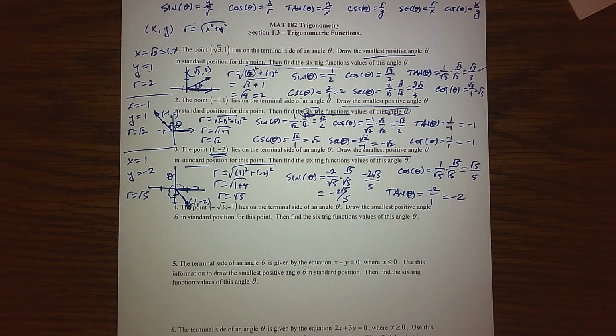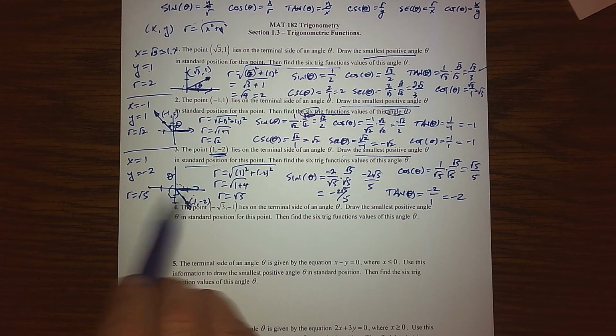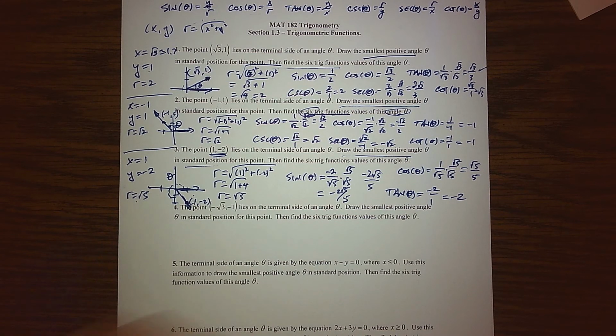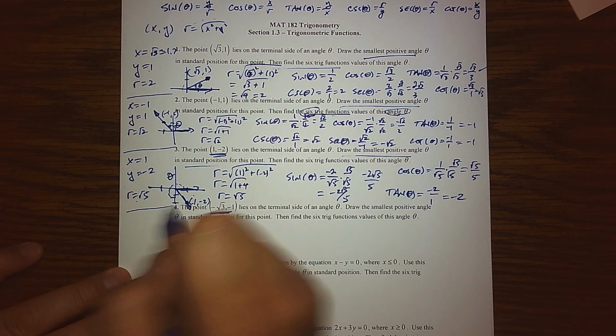And again, the idea is if we have a coordinate pair on the terminal side, I can draw a picture of the situation. I can find the r value of the situation using my definition, and then I just plug it in.